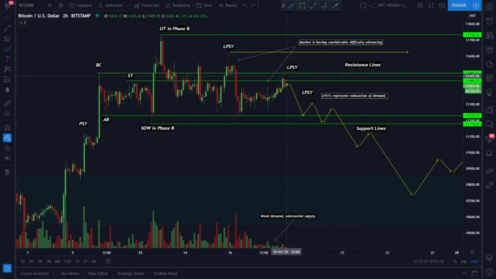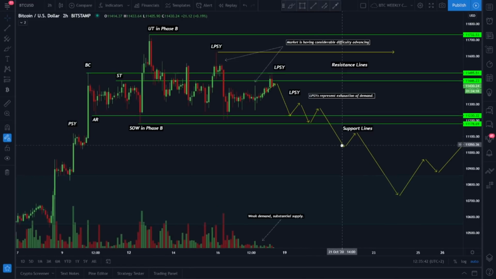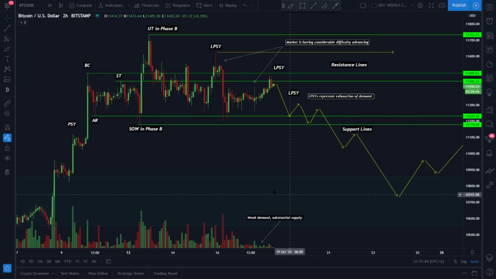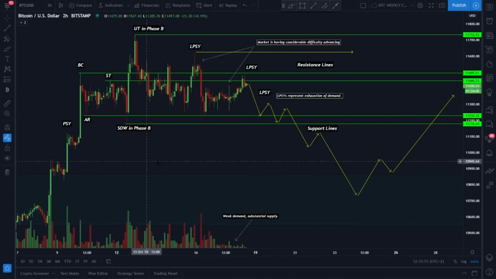But now if we look at this previous LPSY area and this resistance line, it did act as a resistance, and you can see price also showing some sort of reversal. So in this case, if this is actually going to pan out like a Wyckoff distribution phase, we will see price could come around this 10,780 level. So guys, this one chart is also a very interesting chart, looking at this current price action of Bitcoin.